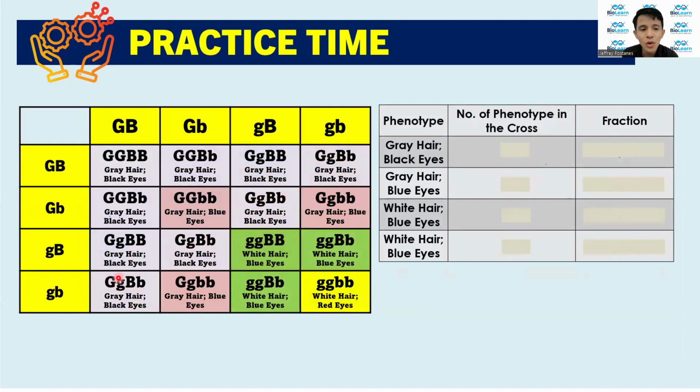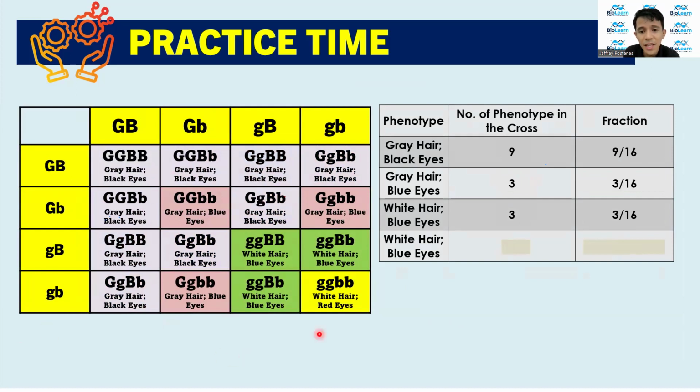I also changed the different colors per phenotype. Okay, so how many gray hair, black eyes do we have? That's 9. So that's 9/16. Gray hair and blue eyes, how many? 3. 3/16. White hair, blue eyes, how many? We also have 3.